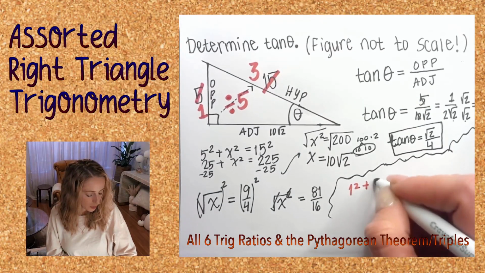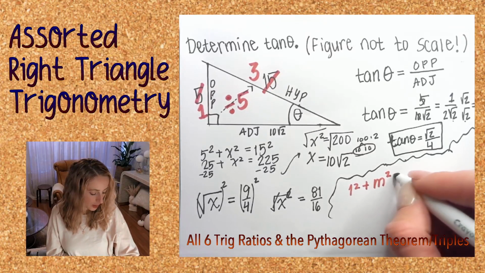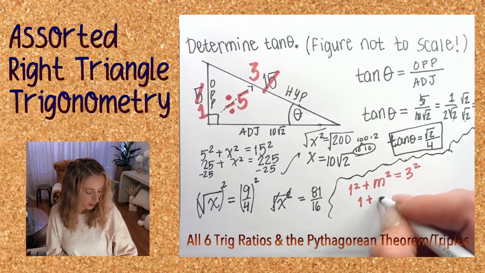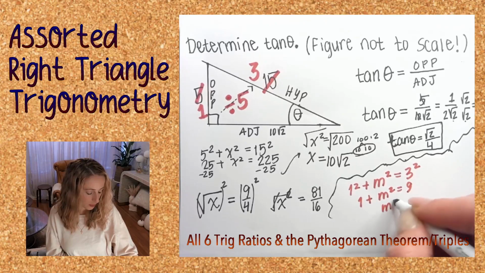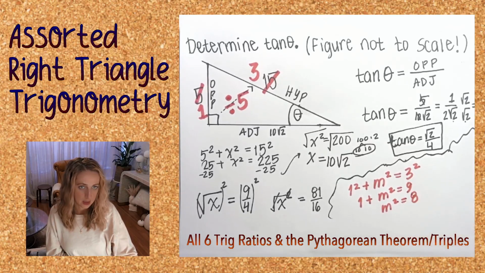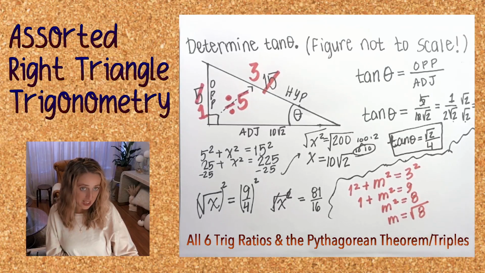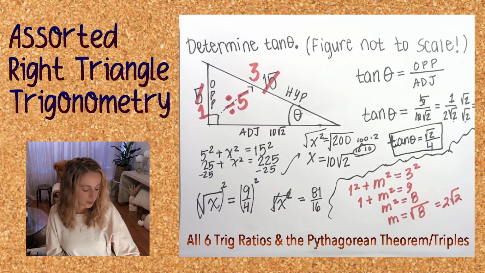1 squared plus, I'm just going to use a different letter, m for maroon. M squared equals 3 squared. 1 squared is 1. Plus m squared equals 9. Subtract the 1, m squared equals 8. At this point in my life, I know that the square root of 8 equals 2 root 2 because I've done it a million times.